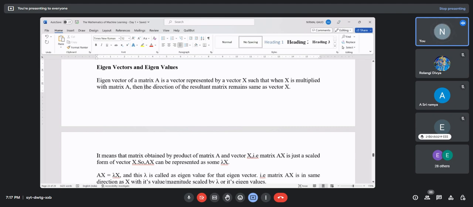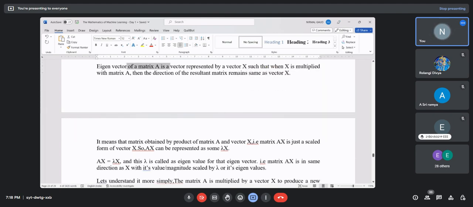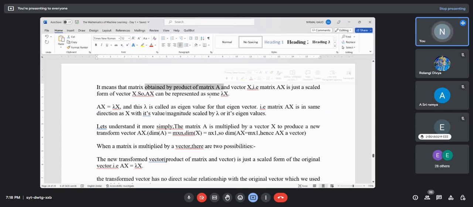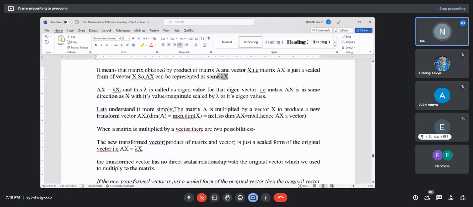So the eigenvector of a matrix A is a vector representation X such that when X is multiplied with the matrix, the direction of the resultant matrix remains the same as vector X. Whatever the direction of X, it will remain the same for A also. It means the matrix obtained by the product of A and X, that is AX, is just scaled. Whatever the eigenvalues, that is lambda, it is just scaled up and the direction remains the same.